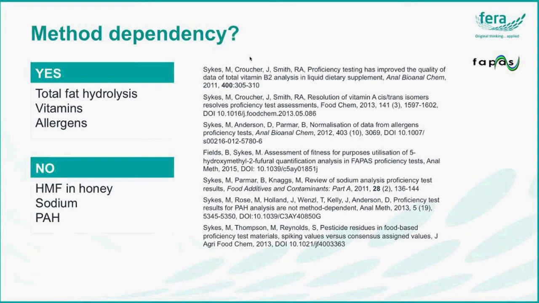We can also investigate PT data to look for perceived method dependency, and sometimes we find there is no method dependency. Examples are hydroxymethylfurfural or HMF in honey, sodium in just about everything, and PAHs. For evidence and publications on all of these method dependencies, this list of publications on this slide is some of the scientific output from Fapas.